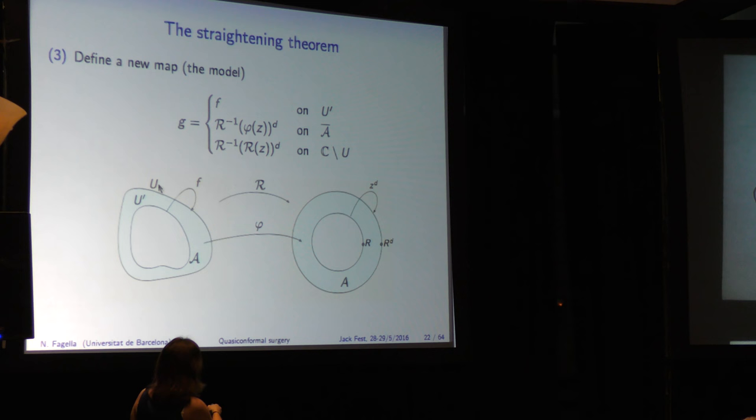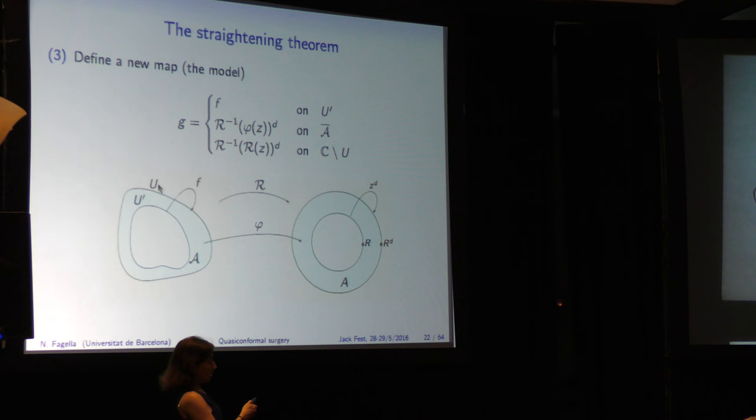And outside, even easier, this is invisible. Outside, I go by the Riemann map, I go by z to the d, and I go back. So somehow what I've done is to glue z to the d, this phi, together with the Riemann map, is the gluing map, right? The one that sews z to the d on the outside of u prime. So I sew z to the d on the outer part of u prime. Okay, and this is my new map g, which is quasi-regular because it's holomorphic in u prime, it's holomorphic outside u, and quasi-conformal here. It's continuous everywhere, right?